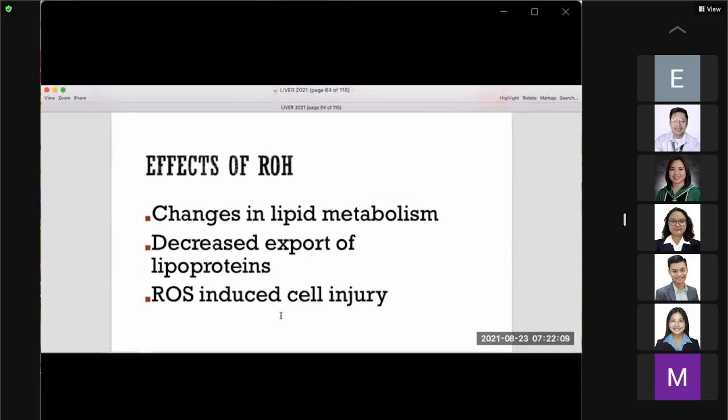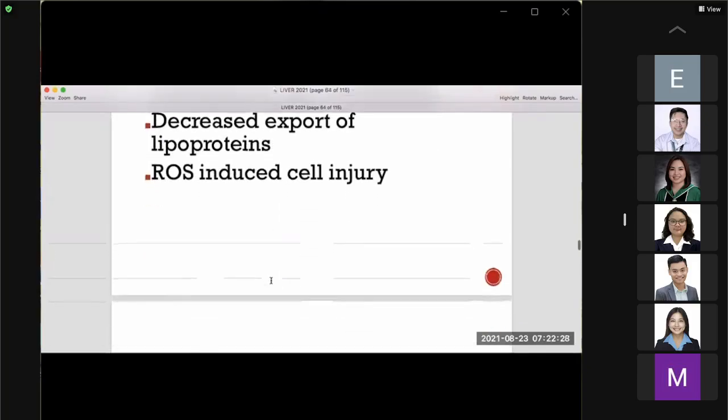So what are the effects of alcohol? There are changes in lipid metabolism secondary to that. There is a decreased export of lipoproteins, and reactive oxygen species mediated cell injury is observed here.